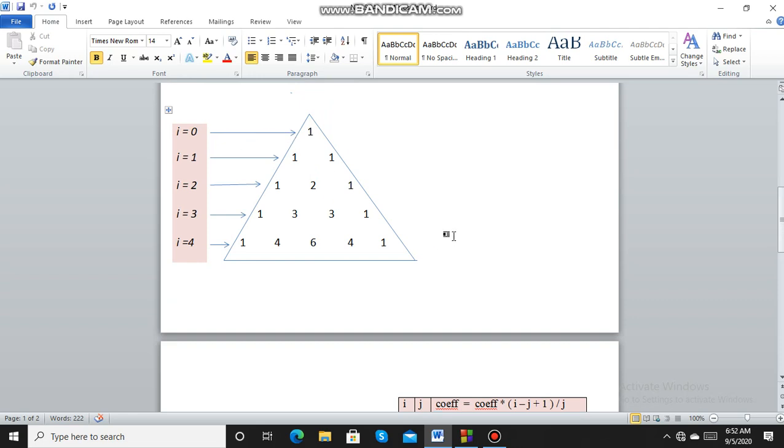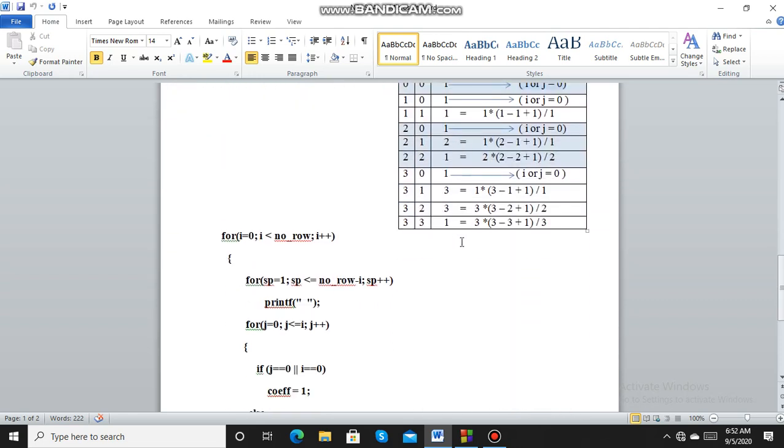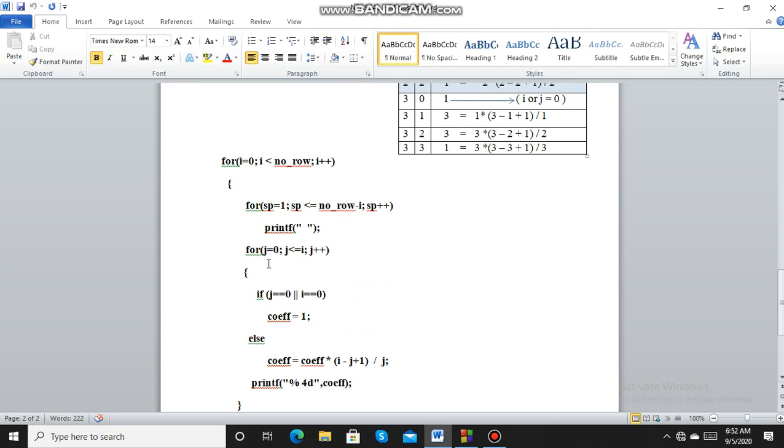Now after printing 5 spaces, for printing the digits, here i is 0 initially, j is also 0.